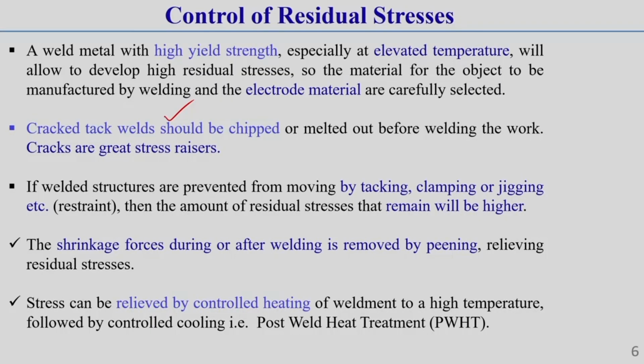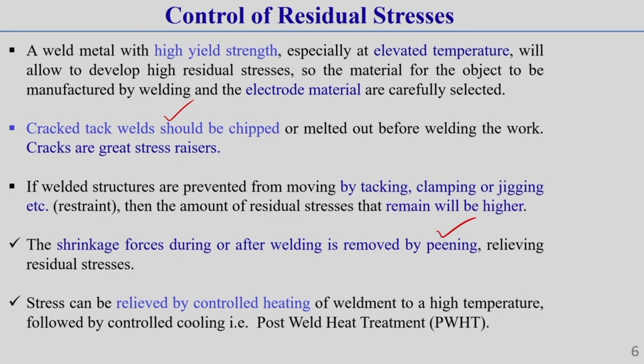We can do that using some mechanical operations, called peening operation, or shot blasting operation. So, these are the different types of operation. Once we do this, some compressive stress is developed. Due to this compressive stress, the tensile stress is mitigated or minimized.